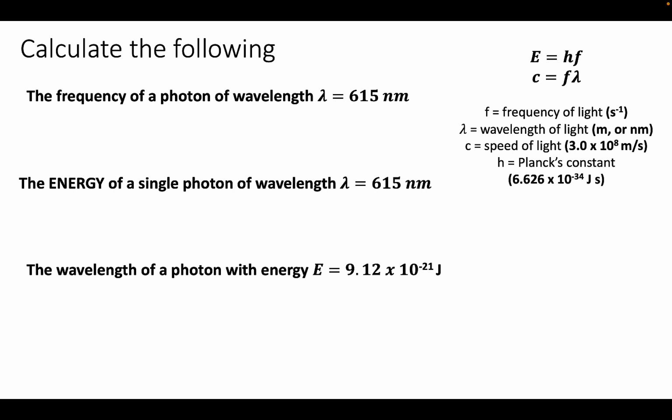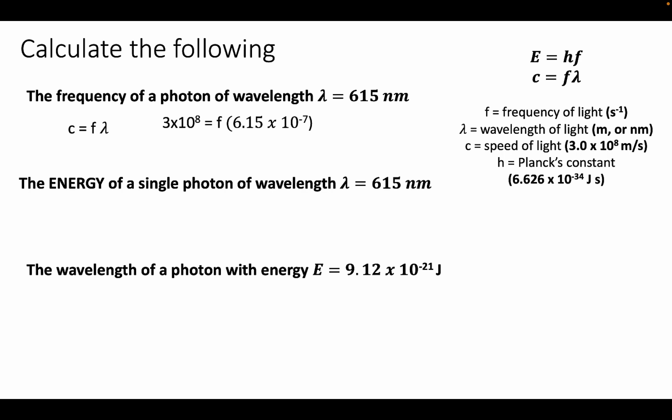All right, hopefully you were able to put up a good attempt at these. So for the first question, 615 nanometers is the wavelength. We want to know the frequency. We basically want to say, well, let's use equation 2, right? The speed of light is equal to the frequency times the wavelength.